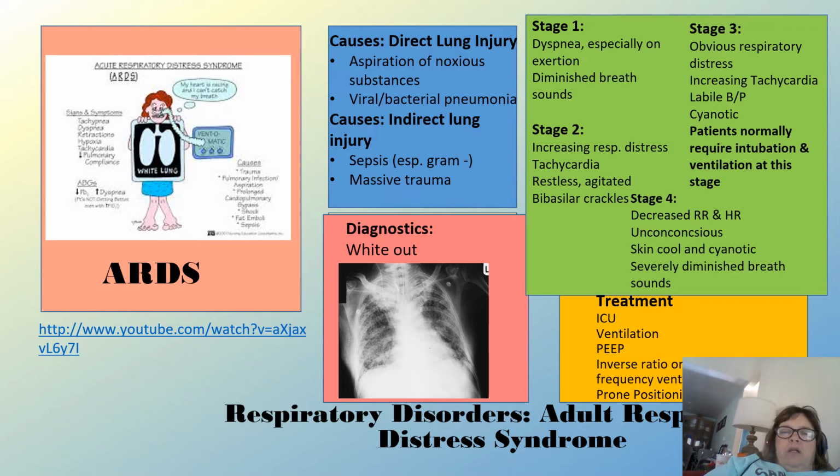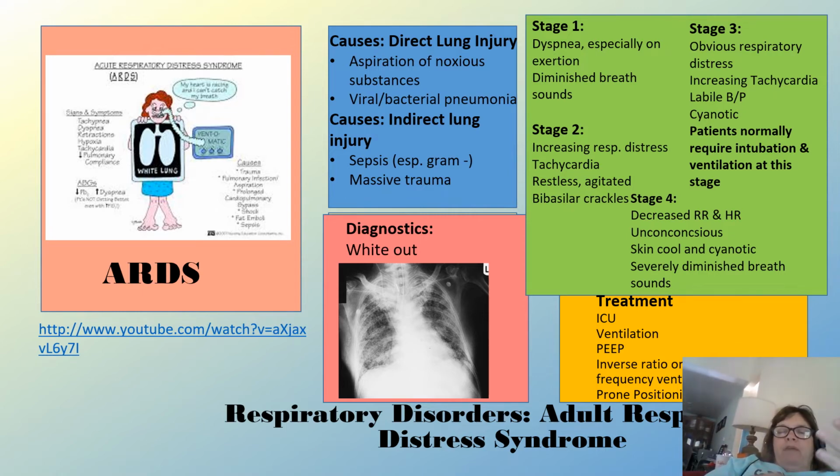Indirect lung injury, common causes include sepsis and massive trauma, and other causes are pulmonary embolism, shock, acute pancreatitis, anaphylaxis, cardiopulmonary bypass, DIC, multiple blood transfusion, drug overdose, near drowning. There is a very high mortality rate if somebody gets diagnosed with ARDS. It's a disease that progresses through several stages.